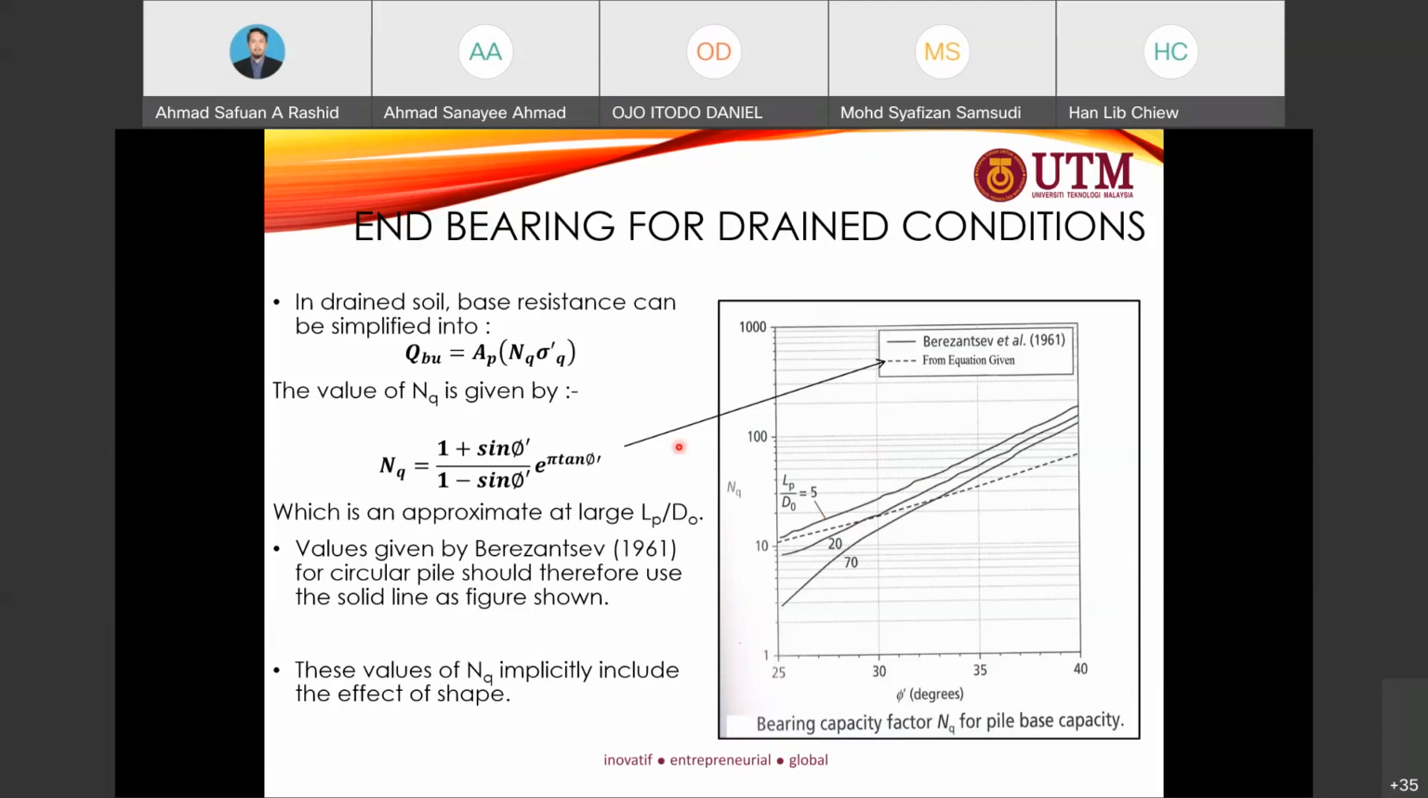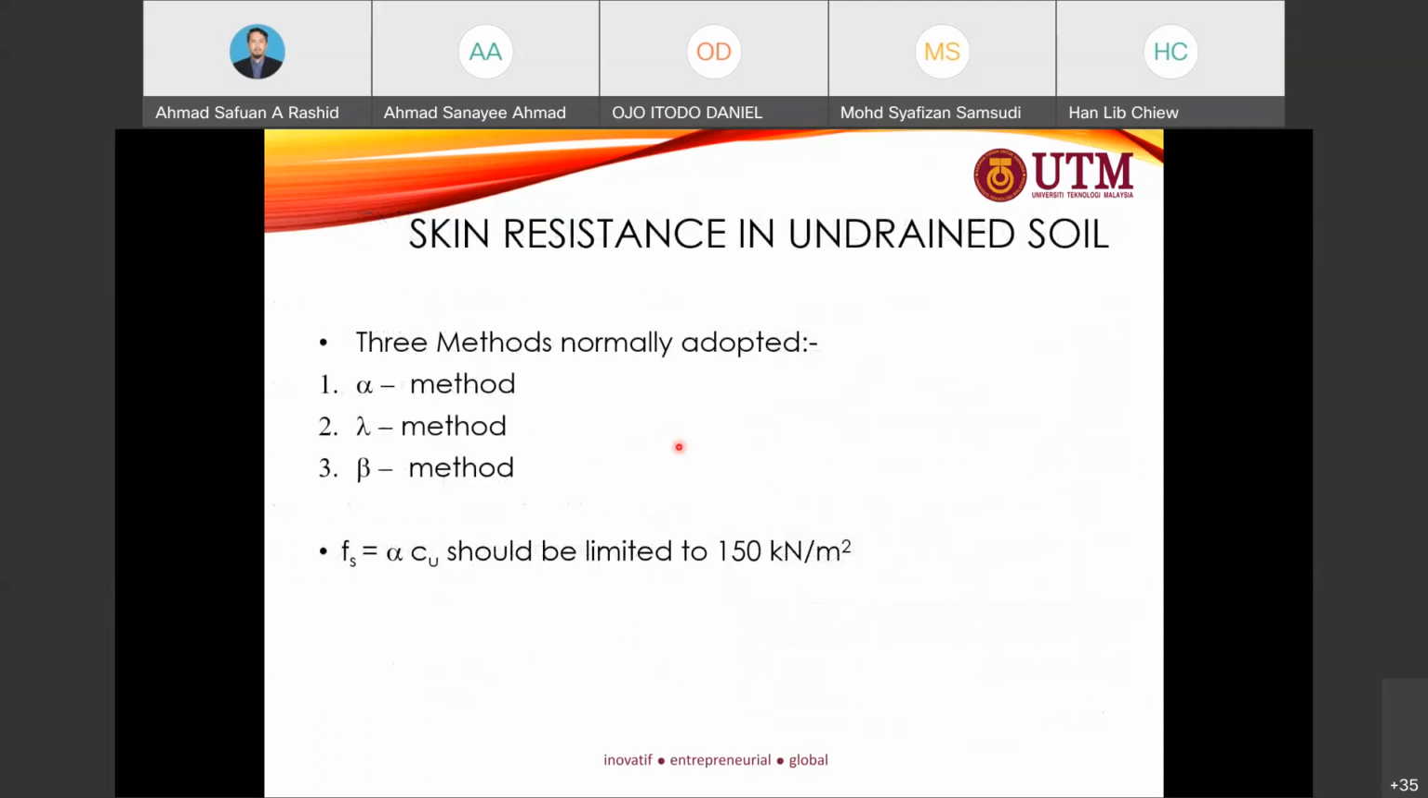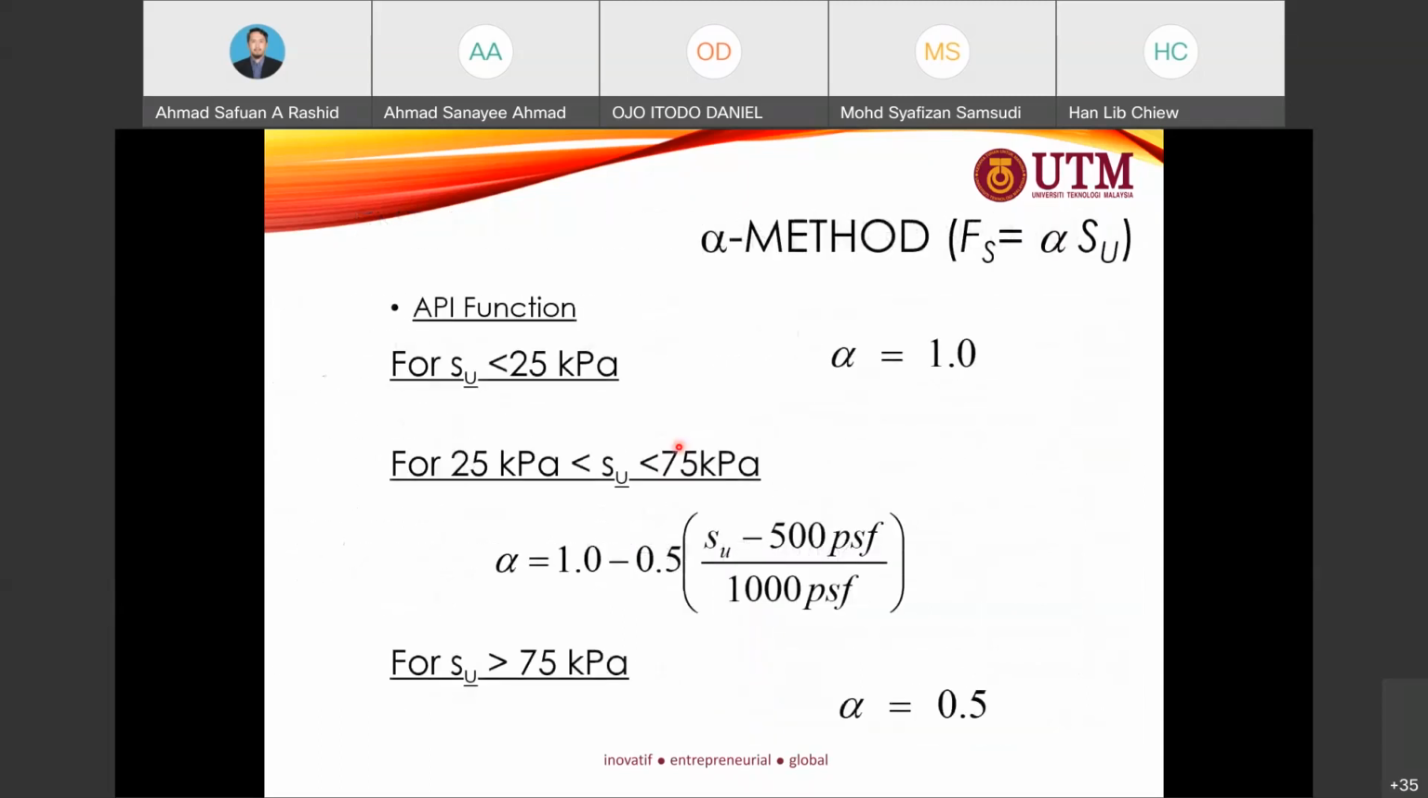Okay, thank you, doctor. So for the ratio of L over D, for the deep foundation, it should be greater than 5. Okay, thank you, doctor. You're welcome.